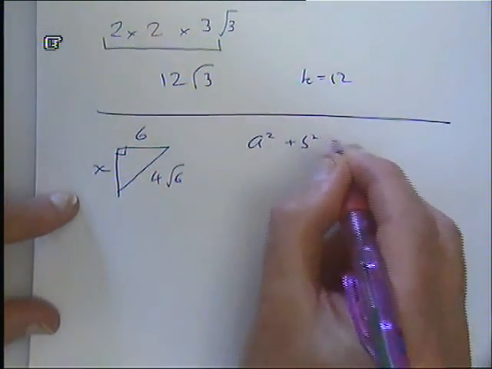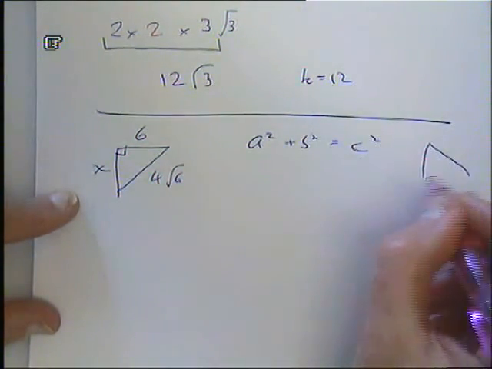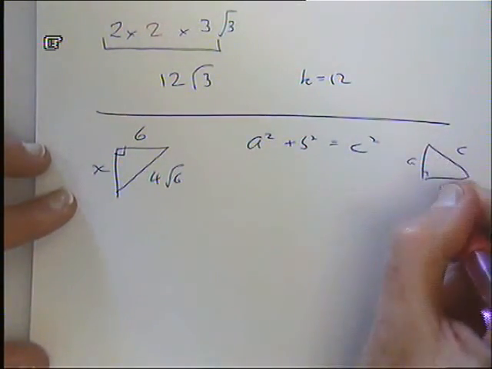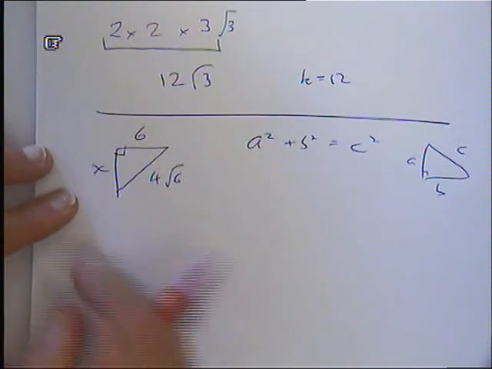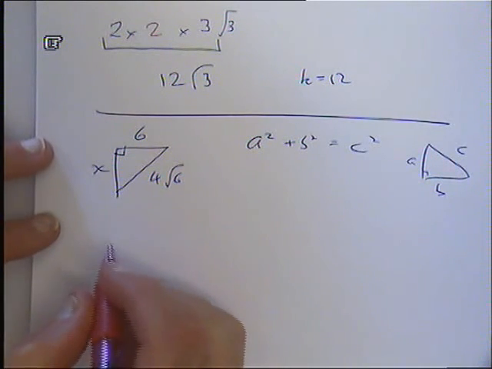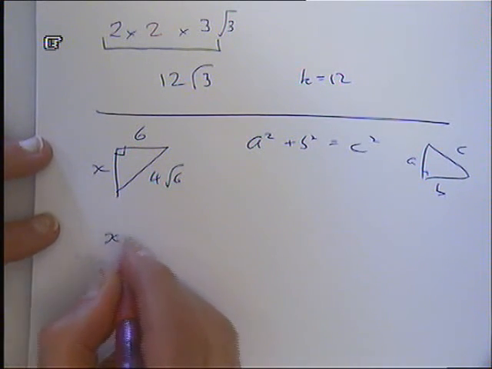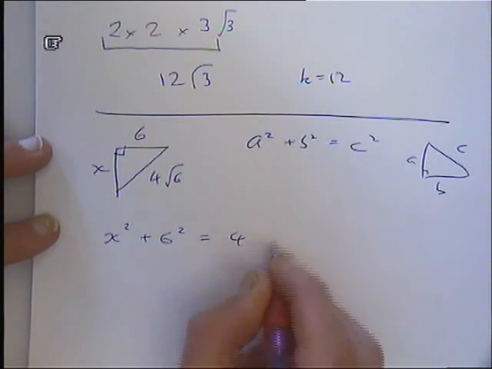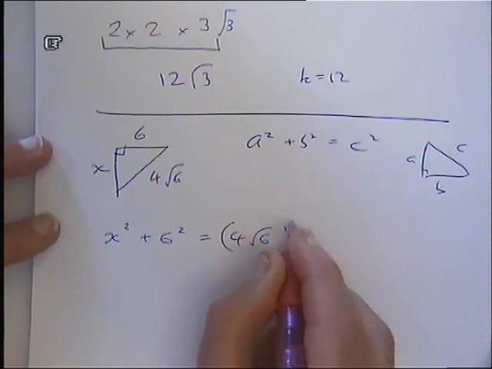Can you tell me something that will work here using Pythagoras' theorem? A squared plus b squared equals c squared. Where does the c have to go? Which side? The hypotenuse. Fine. Okay, so can you use that on here? What can I write down? So x squared plus 6 squared equals 4 root 6, all squared.